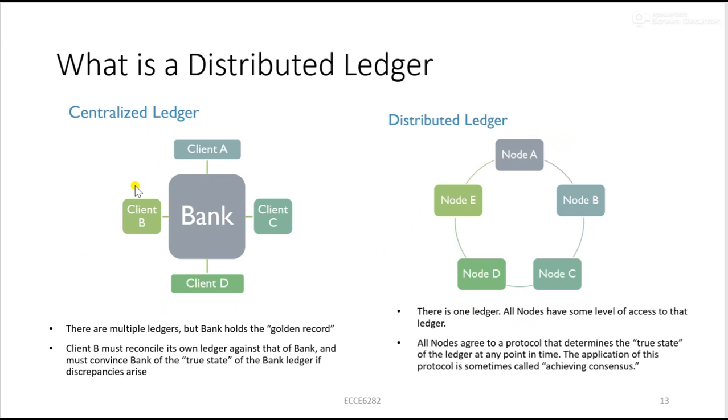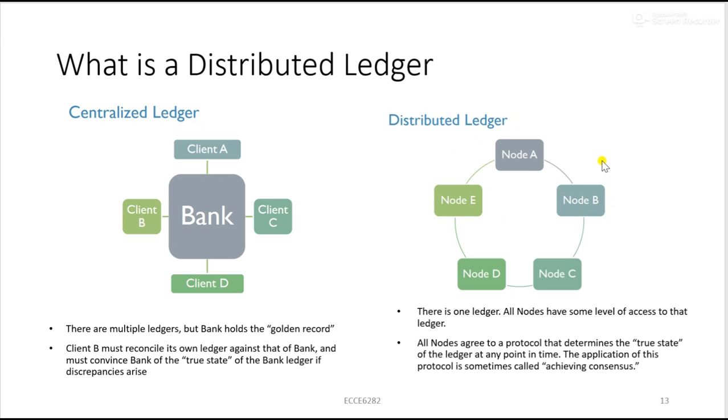In the case of a centralized ledger, there are multiple ledgers: client A has its own ledger, B has its own, D has its own, but the bank has the golden record. All the records present in the ledgers of A, B, C and D are also present in the bank ledger. So if client B wants to verify any of its transactions or ledger entries, it must reconcile its own ledger against that of the bank, and must convince the bank of the true state of the ledger if any inconsistencies or discrepancies arise.